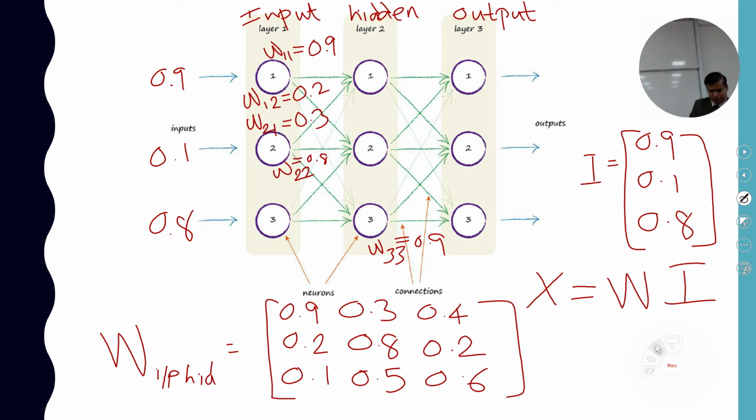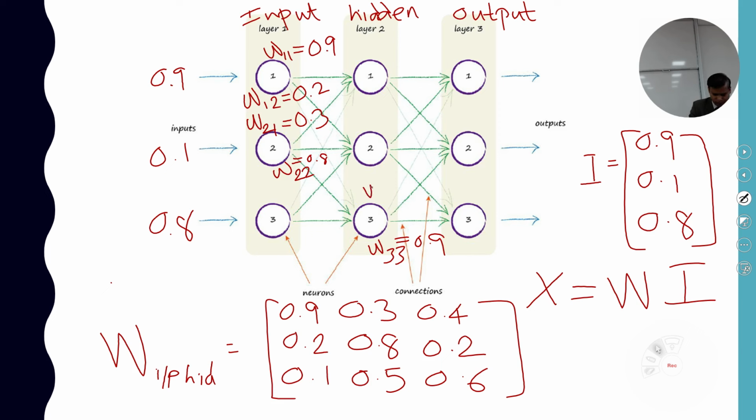At this point you might have guessed there is another matrix present, the weight matrix between the hidden and the output layer. Right now what you're seeing is the weight matrix between the input and hidden layer. That's why we have given only a few values here. Let me give more values if you wish, so you can verify or check it out.